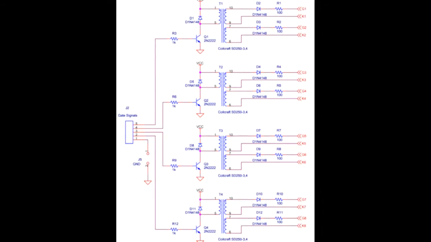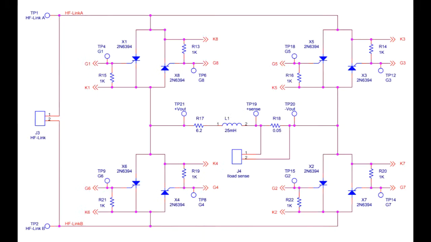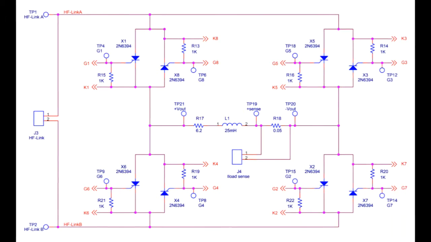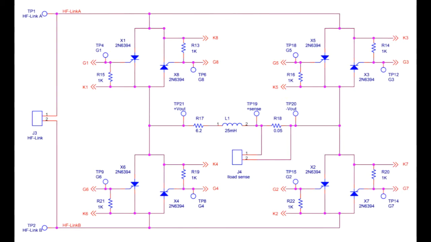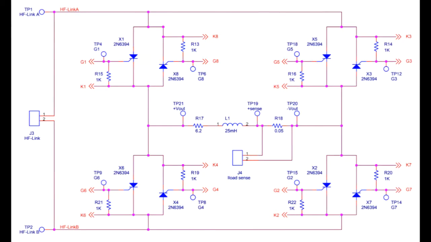This schematic illustrates the gate drivers for the thyristors. Each gate driver controls two switches. This schematic illustrates the switches and the load on the secondary side. As you can see, there are 8 switches on the secondary side.